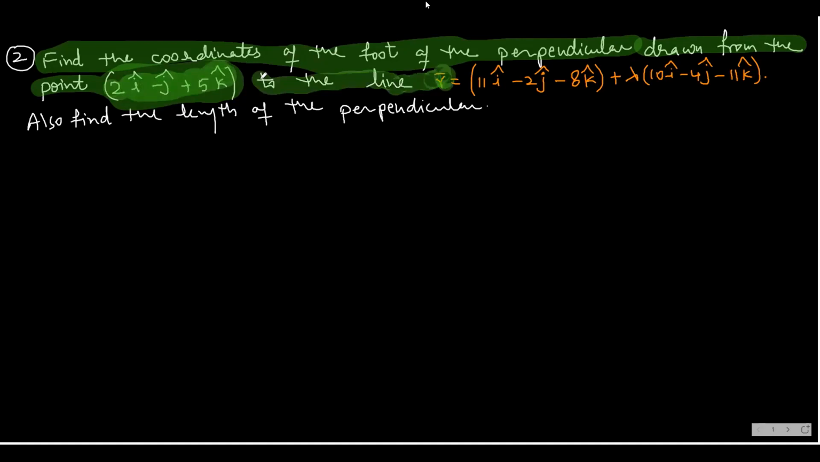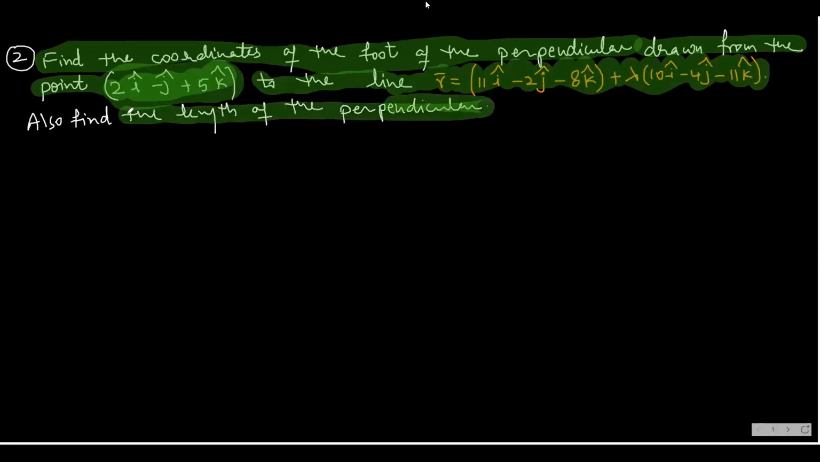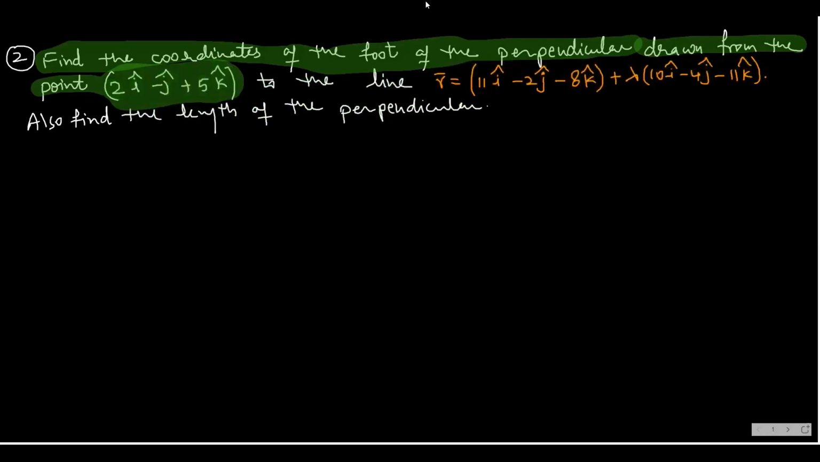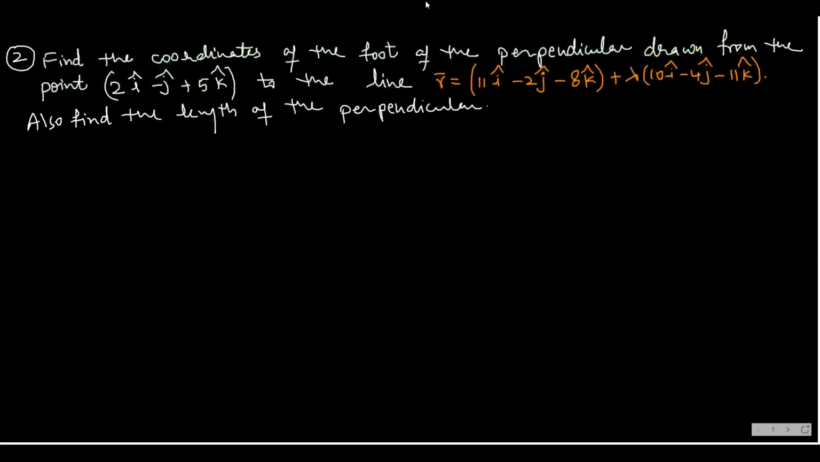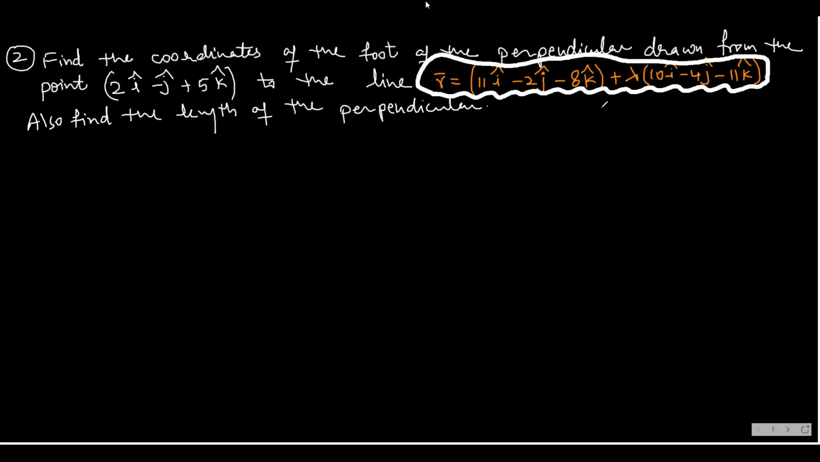And what is that line? They give us the equation of the line, and this time the equation of the line is given in vector form. Also find the length of the perpendicular. So what I notice is this question is the same as the previous question, but it has been put in a different way. I have to find the length of the perpendicular, but I'm given the equation not in the symmetric form, that is not in the Cartesian form, but in the vector form.